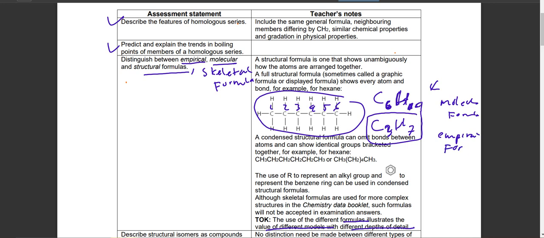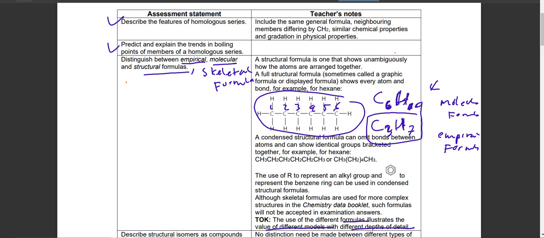Molecular formula shows the actual number of carbon and hydrogen in it. Empirical formula does not give you the actual amount of carbons and hydrogen, but it will give you the same ratio as the molecular formula. The ratio is 3 to 7. 6 to 14 is also 3 to 7, right? So I think when you learn about stoichiometry, you learn about this one, molecular and empirical formula.